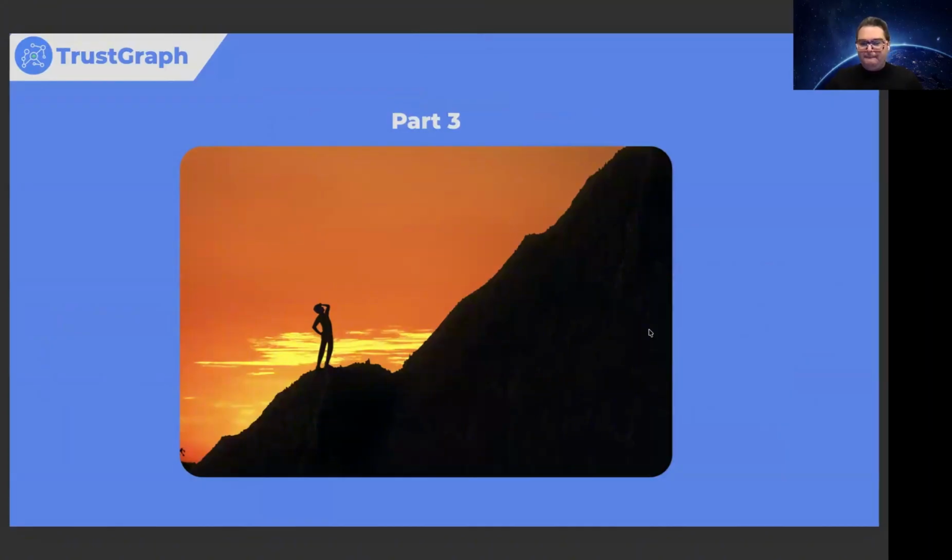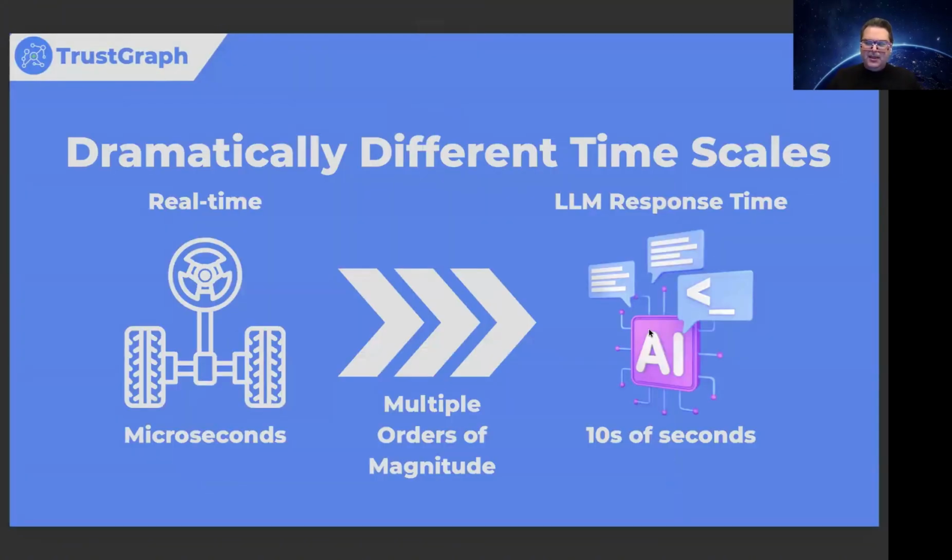And part three, what does this mean if we want to use AI for these types of systems? We already know there's lots of challenges with the AI. The idea that it gets even worse, oh boy. And the first one comes about time scales.